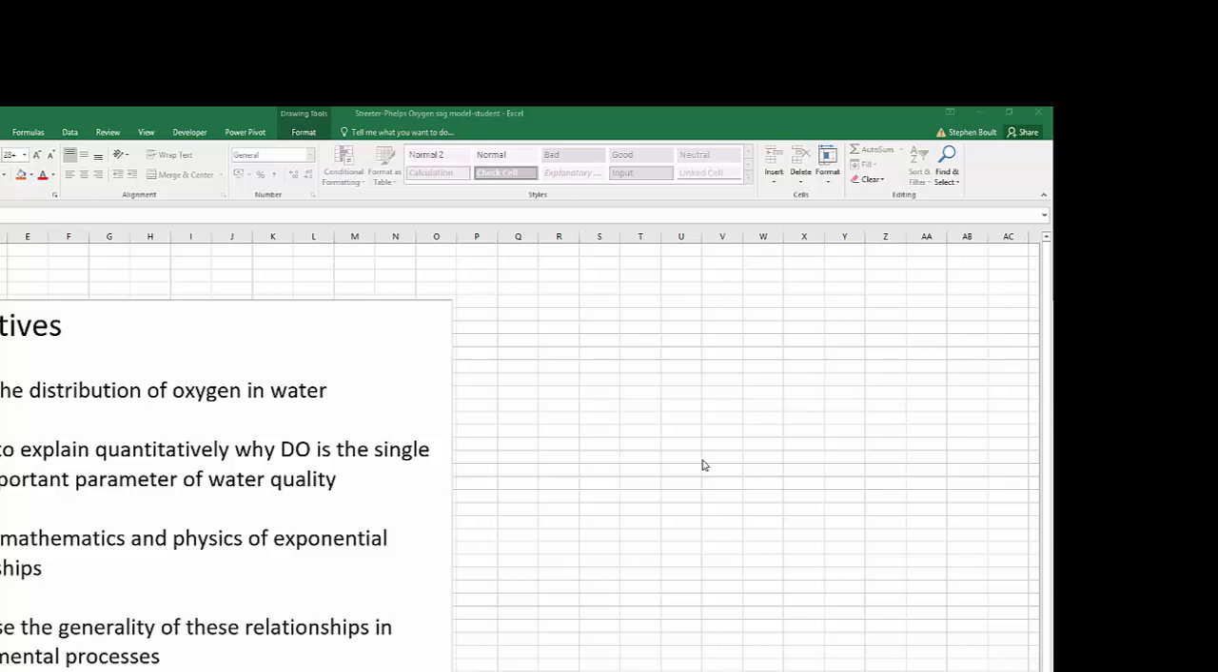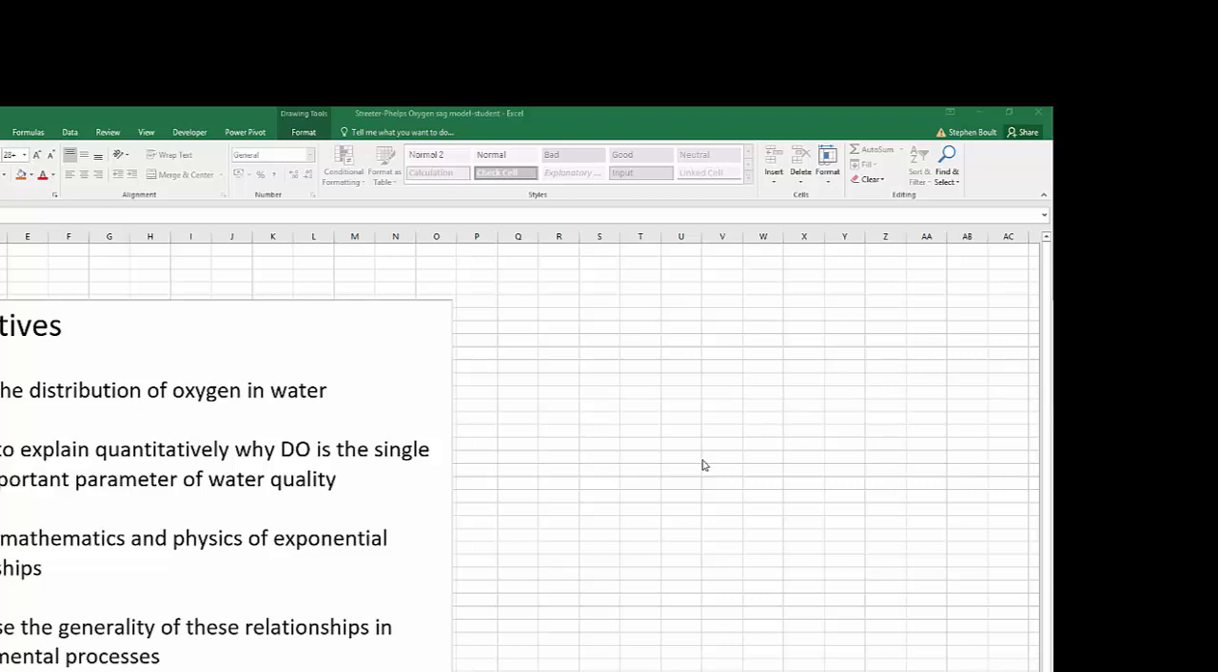But also in this exercise, you should be able to link the mathematics and the actual physical processes that are described by exponential relationships. So you should have a thorough understanding of what an exponential relationship is. And it's very important because they occur in many environmental processes, and you should be able to make the links between this little bit of mathematics and many environmental processes.